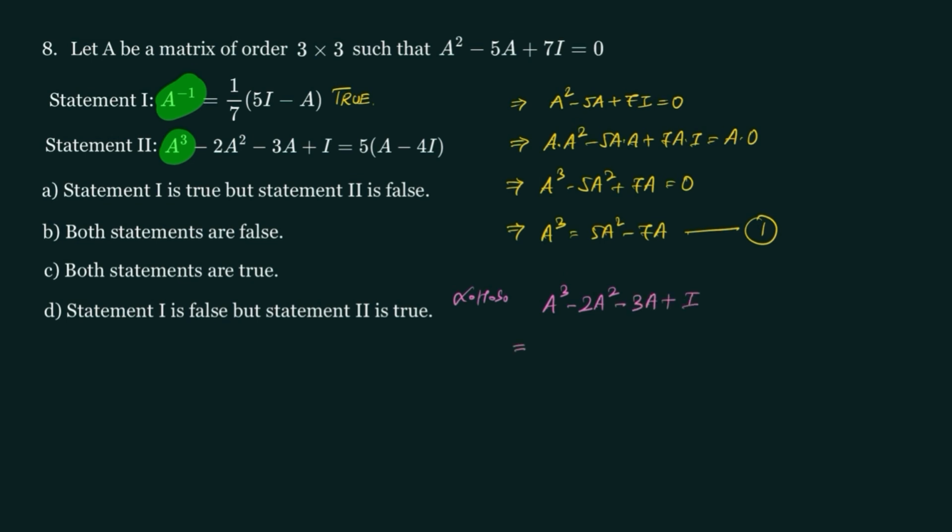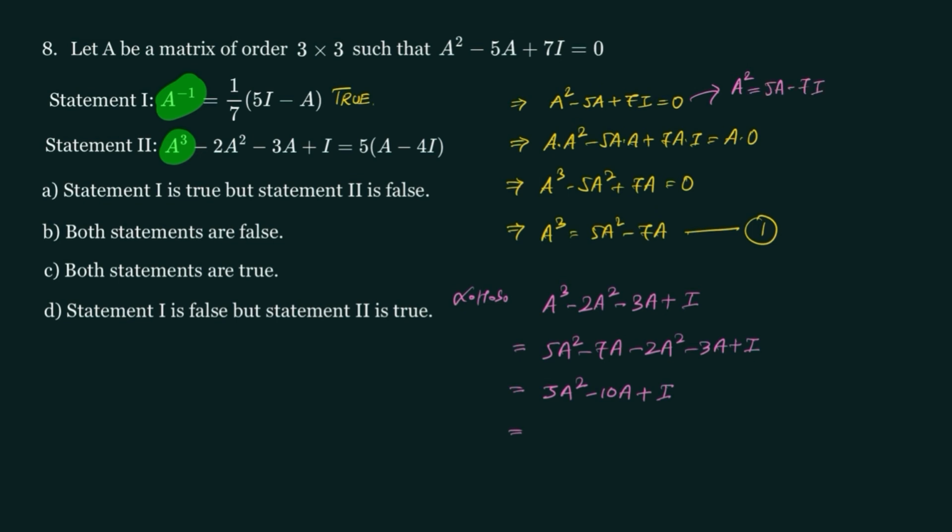So this can be written as, now using equation 1, in place of A cube I can write 5A square minus 7A minus 2A square minus 3A plus I. So here it will be 5A square minus 2A square is 3A square, minus 7A minus 3A is minus 10A plus I. Now again here comes 3 times A square, so I need to find the value of A square using the given equation. From here we can write A square as 5A minus 7I.